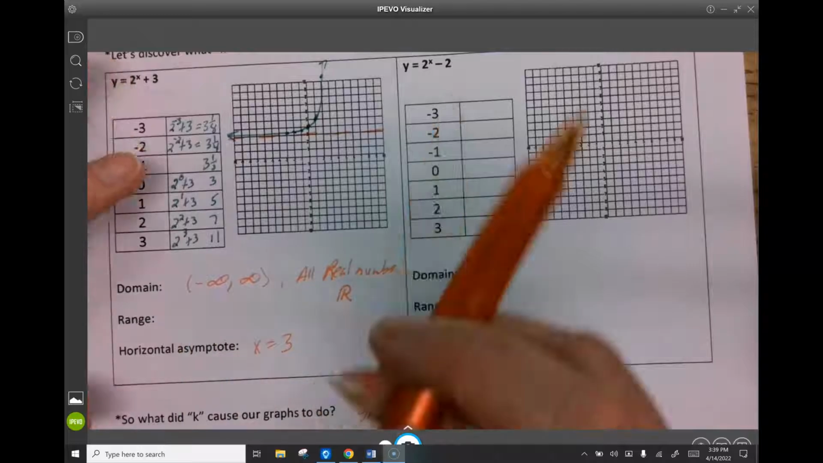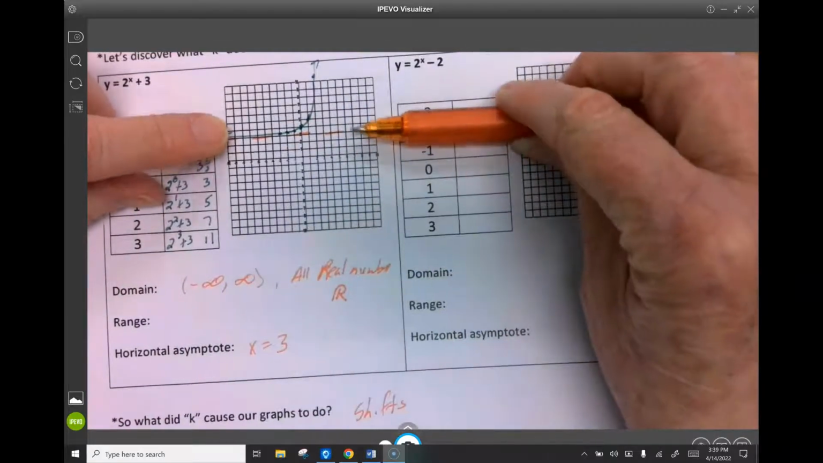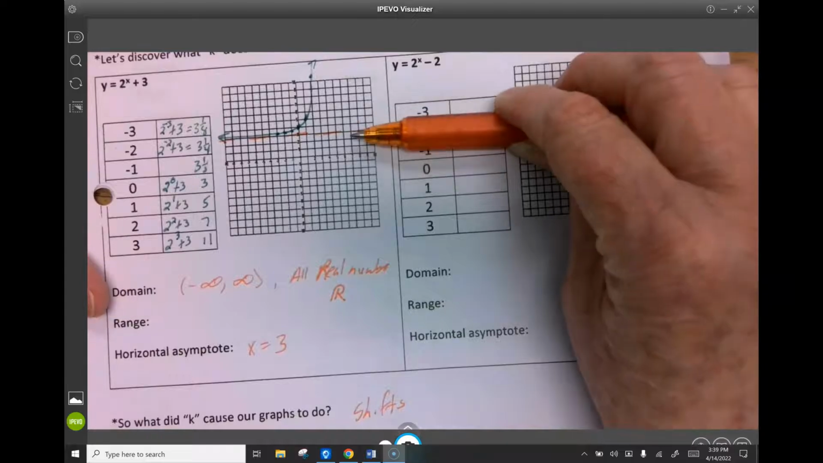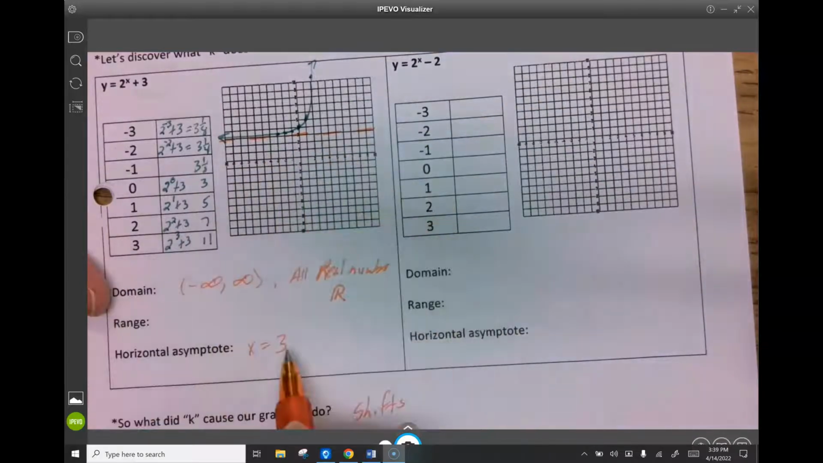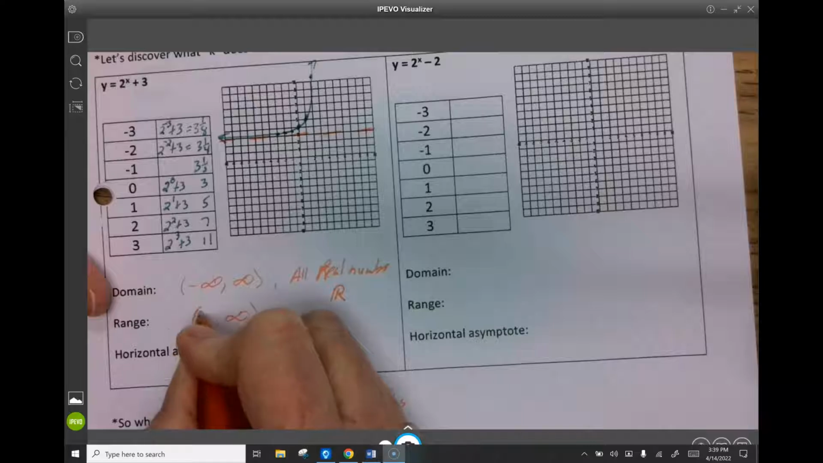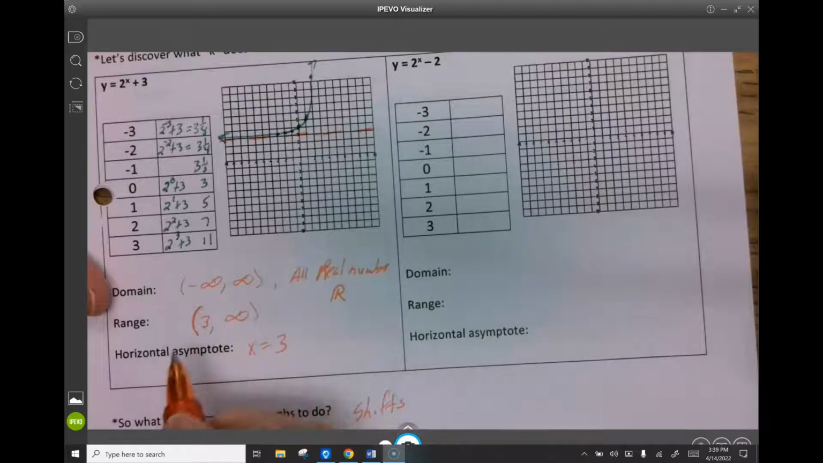What's our range? Well, look what our asymptote does. Once again, that is our boundary. So it's going to go from there on up, but it never hits that. So what's our asymptote? 3. And then it goes to infinity. But remember, this is a parenthesis because it won't touch 3. It never touches or crosses 3. So it has to be a parenthesis.